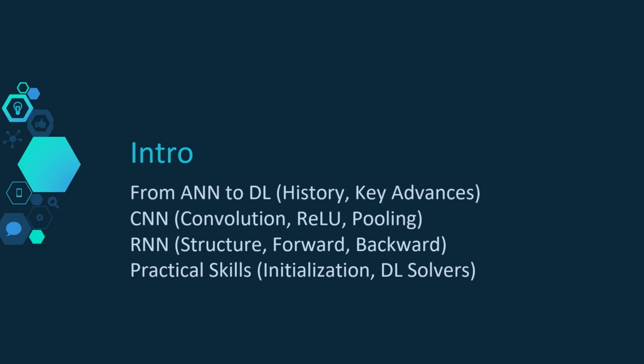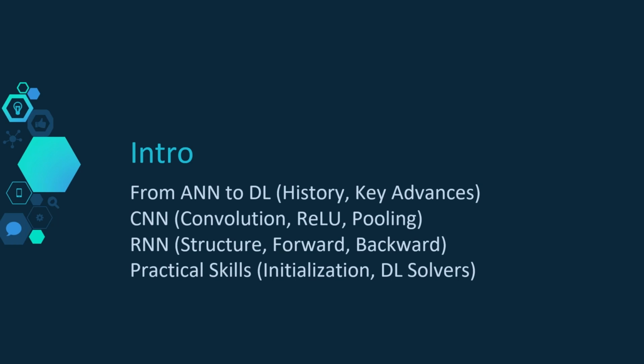Next, for RNN, we'll take a look at the structure of an RNN. There are different structures. We'll take a look at one classic one. Then for that classic RNN structure, we will see how we can do the back propagation, including both the forward pass and the backward pass. Finally, for practical skills, I just very briefly mention what you possibly want to look into.